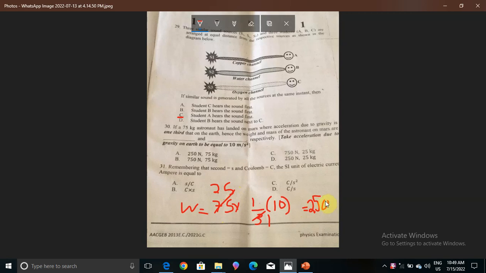Okay, so that means the correct answer will be 250 and 75 kilogram.